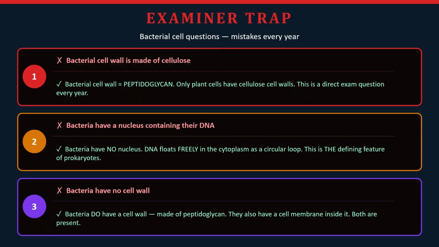Trap number 3 is, bacteria have no cell wall. That is wrong. Bacteria do have a cell wall, but their cell wall is made up of peptidoglycan. They also have a cell membrane inside it. Both are present. The confusion is just about the material, not the presence. Bacteria have a cell wall, but it is made up of peptidoglycan, not cellulose. Know these 3 and you will not lose your marks.